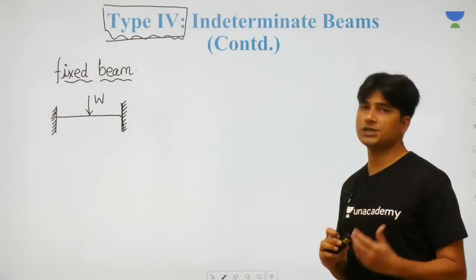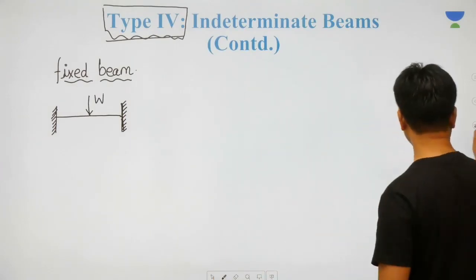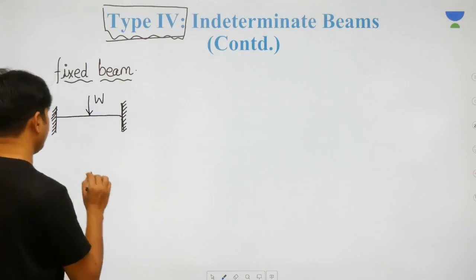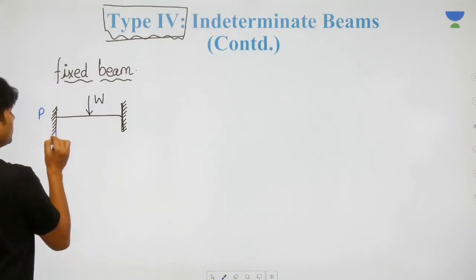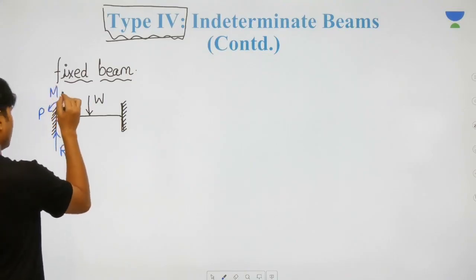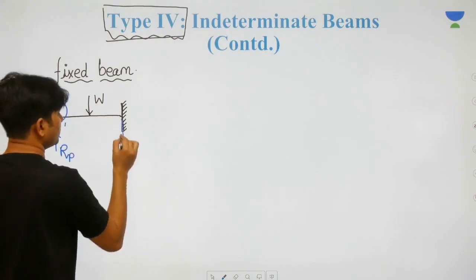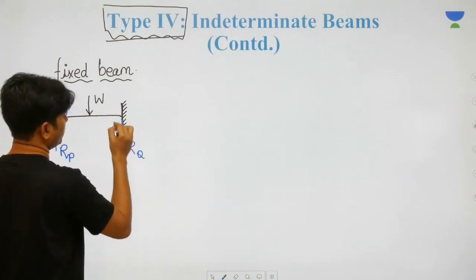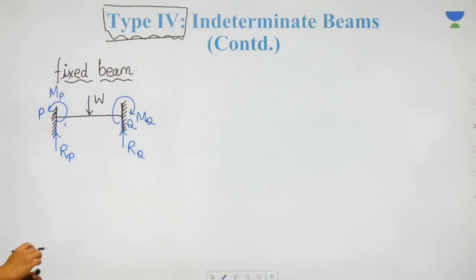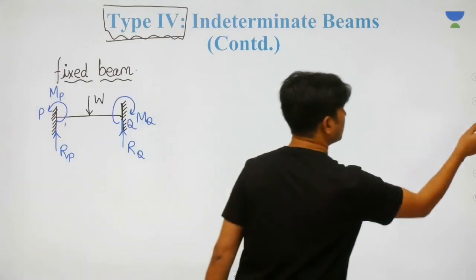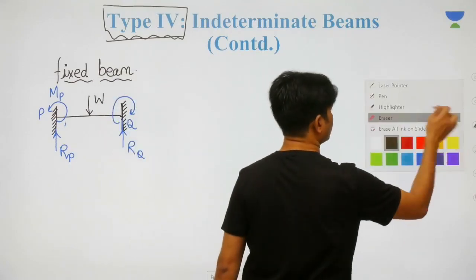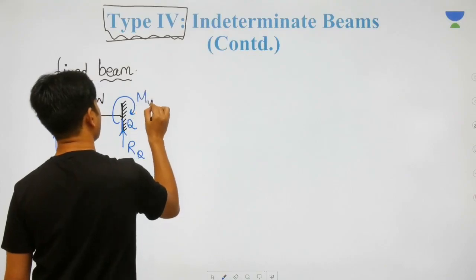Why is a fixed beam an indeterminate beam? Let's talk about it. Why do we call it an indeterminate beam? Because, my dear friends, you have one unknown reaction force and one unknown reaction moment at P, and similarly you have one unknown reaction force and one unknown reaction moment at this point Q here, isn't it? So this is what we have.